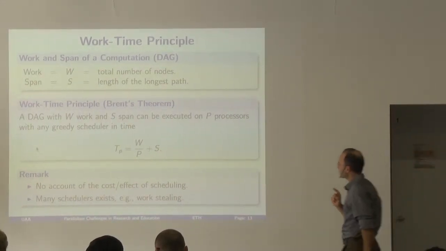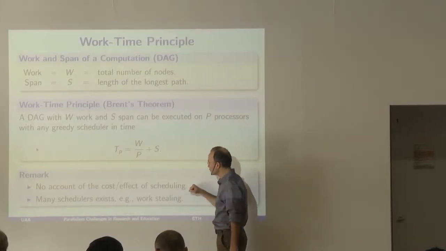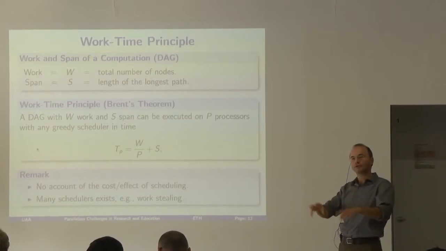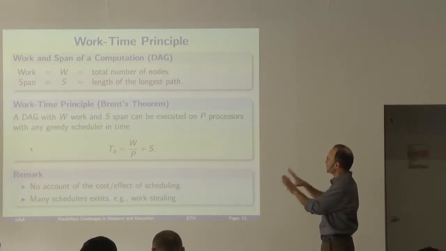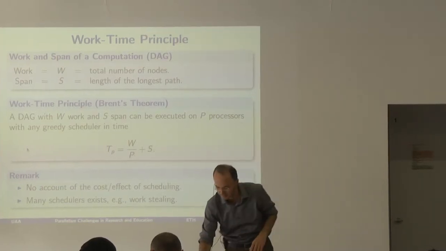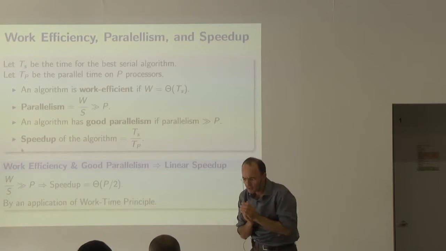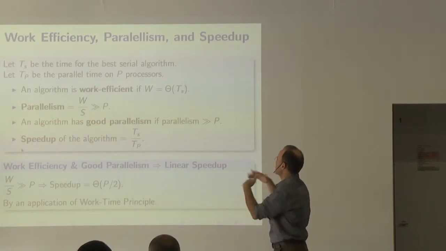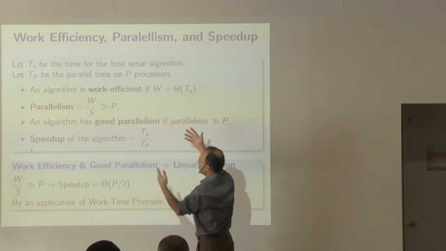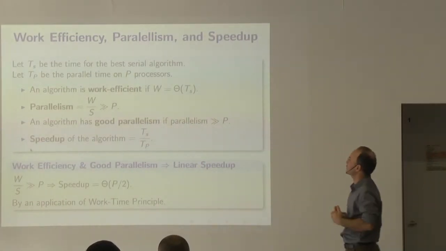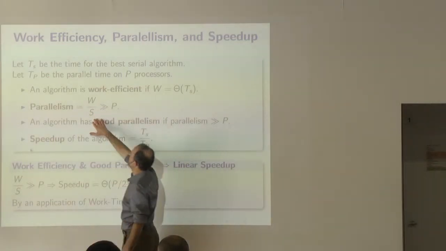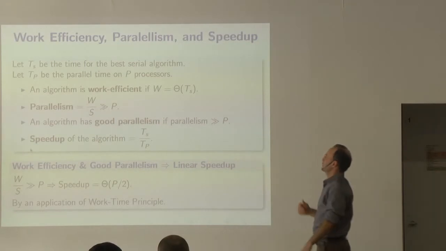Very good. Except it does not account for the cost of scheduling and the impact of scheduling on things like locality, on memory management, etc. That's a very high-level theorem that does not take into account any of the costs that we actually care about. Okay? So you can make some definitions, right? We typically say an algorithm is work efficient if its work is equal to theta of TS, TS being the serial work. We say that it has a large amount of parallelism if W over S, work over span, is a lot greater than P.